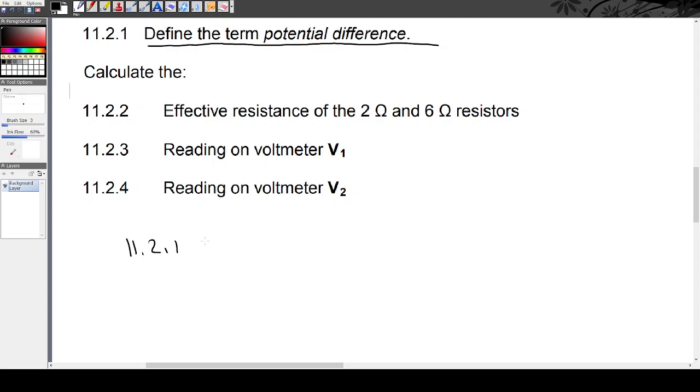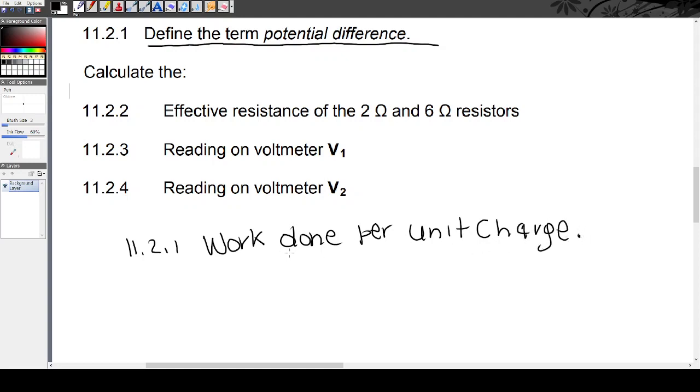11.2.1. Potential difference, we can say in simple words, is the work done per unit charge. So in other words, V, which is potential difference, because potential difference is voltage, it's just a word for voltage. Potential difference is the work per unit charge. Voltage is the work per unit charge.